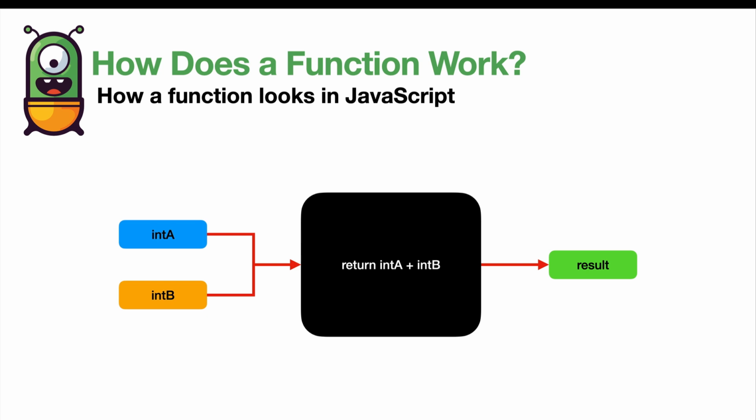So the three big parts of a function that you might recognize here are the function itself, the arguments, and the return value. So remember, the arguments are what goes into the function. The function itself is the code that processes or does what it's supposed to. And then the return value is what the function sends back as its result.